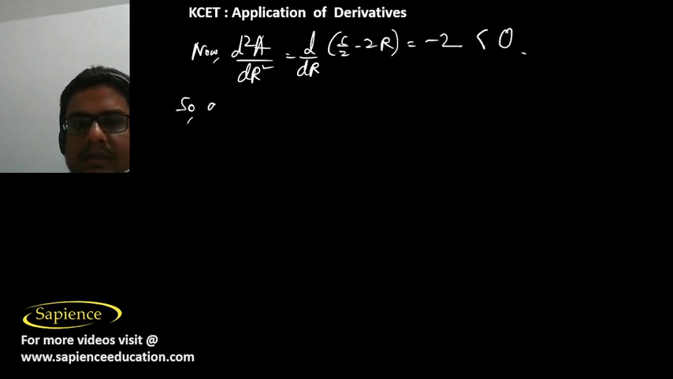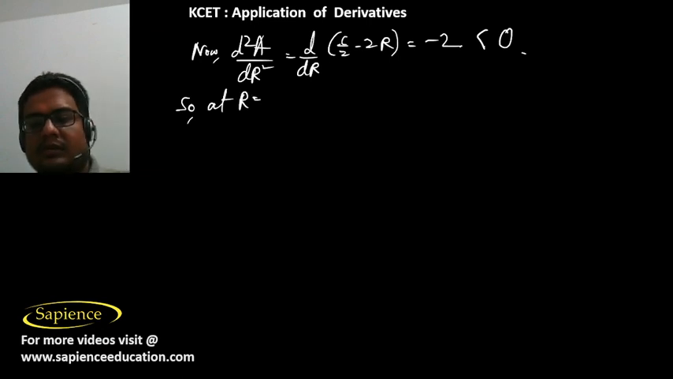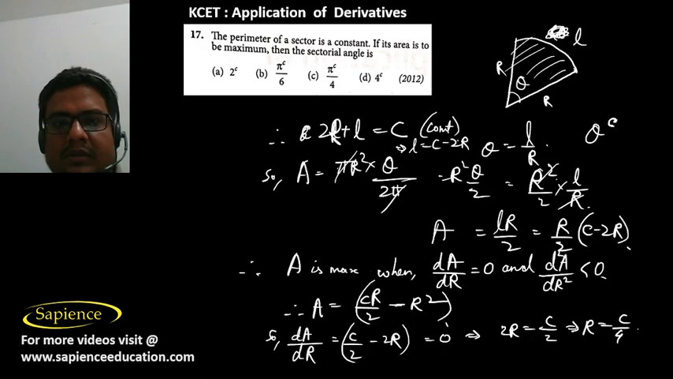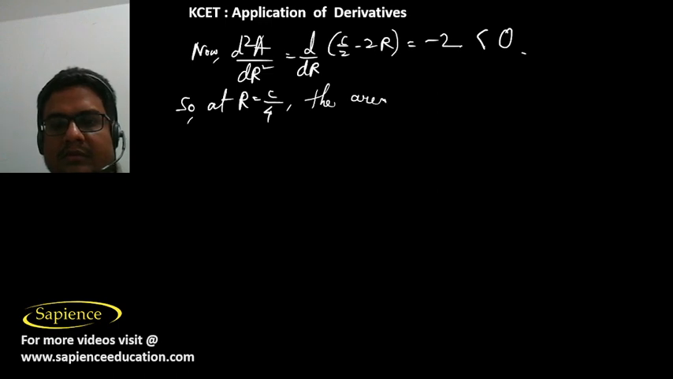So at r equal to C by 4, the area of the sector is maximum. Of the sector, we have to find the sectorial angle.